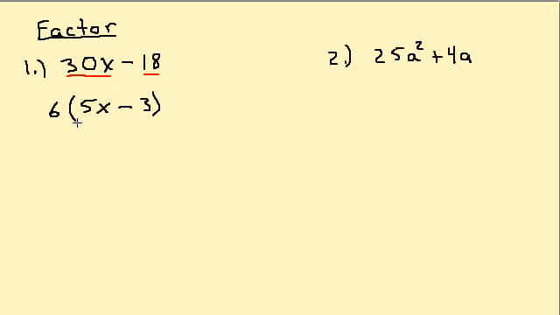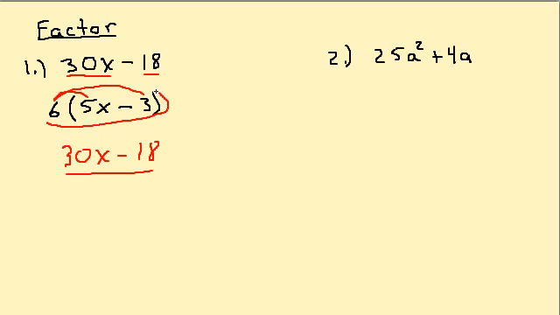And the easy way to check is if I multiply this back out, I should end up with this. So I have 6 times 5x is 30x. 6 times minus 3 and I get minus 18, and you can see I get the same thing back. So this is my final answer.